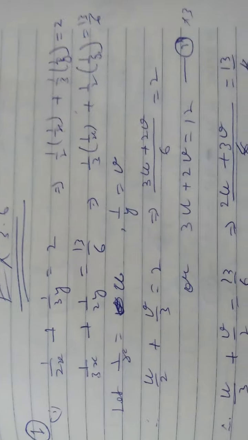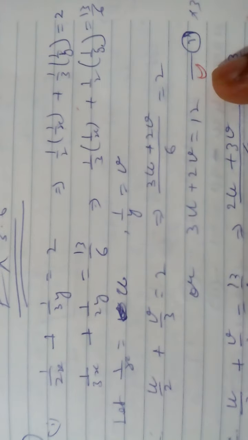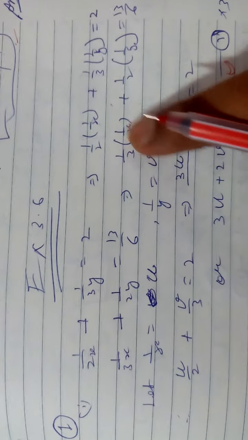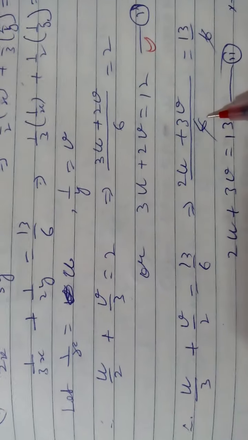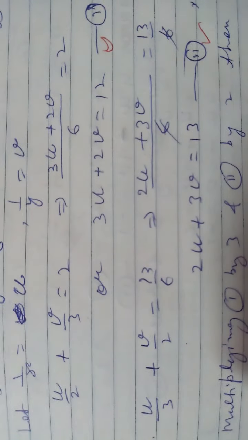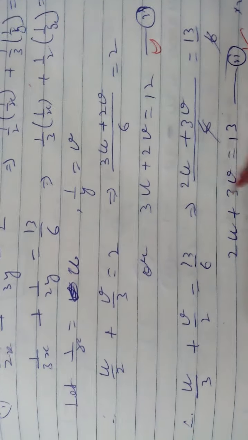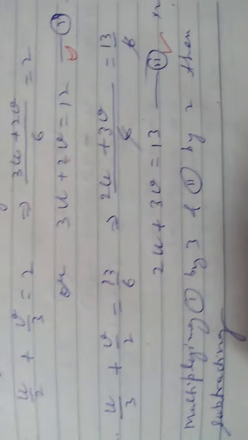u by 2 plus v by 3. Now take the LCM and convert it without fractions. 6 twos are 12. Cross multiply. I am getting equation number 1: 3u plus 2v equal to 12. The second equation will be u by 3 plus v by 2 is equal to 13 by 6. Taking the LCM, on both sides the denominator 6 you can cancel. Your second equation is this. Now here 3 and here 2, so multiply the first by 3 and the second by 2, and subtract because both have positive signs. You are getting u equal to 2.